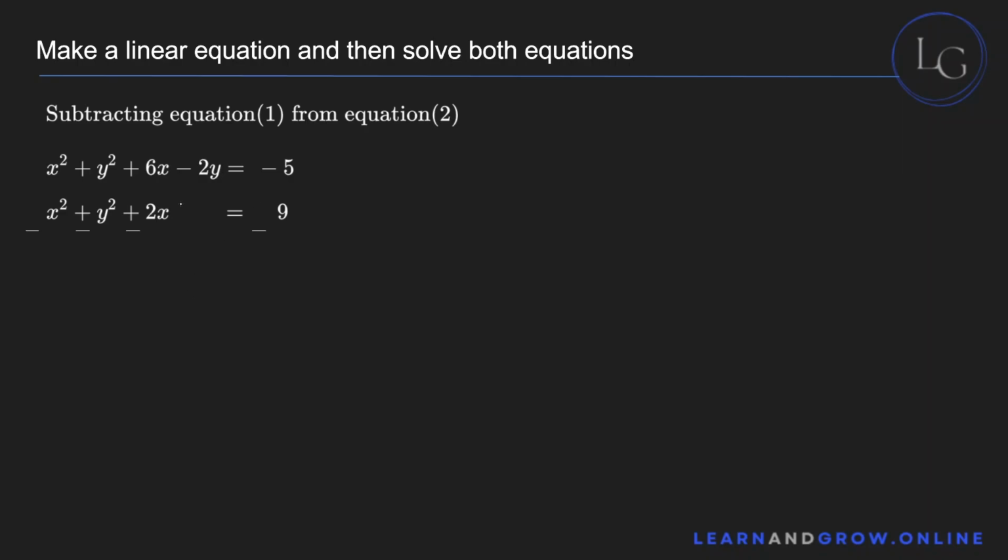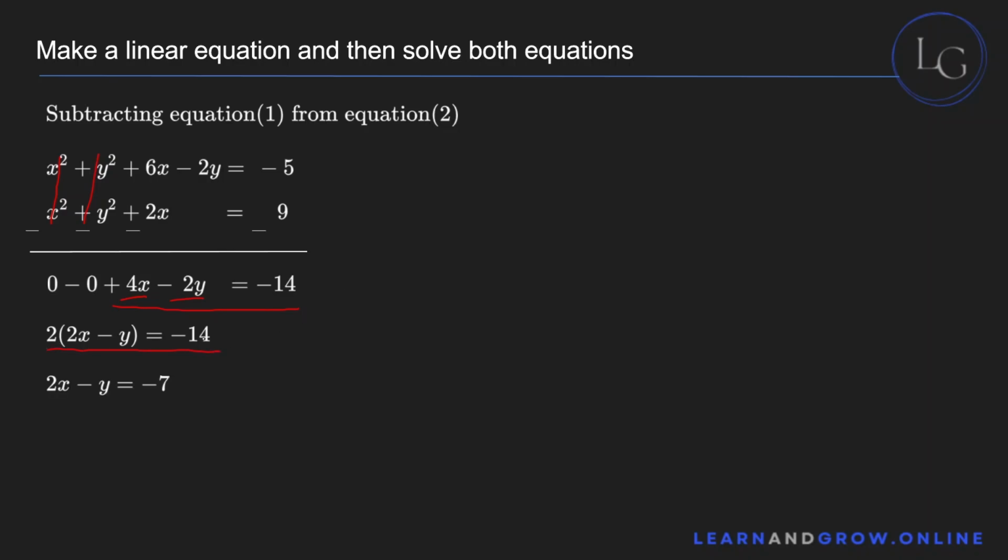Now over here basically you'll subtract x square and x square, you'll subtract y square and y square, and then as a result you'll get 6x minus 2x, so you get 4x over here, you'll get minus 2y minus 0 minus 2y, and over here you'll get minus 5 minus 9, so minus 14. Now you have this whole equation, 4x minus 2y is equal to minus 14, and you can basically take 2 common outside, so you'll get this equation.